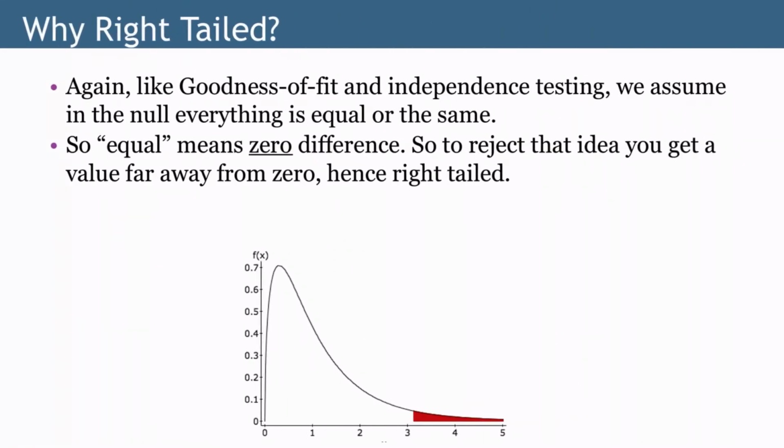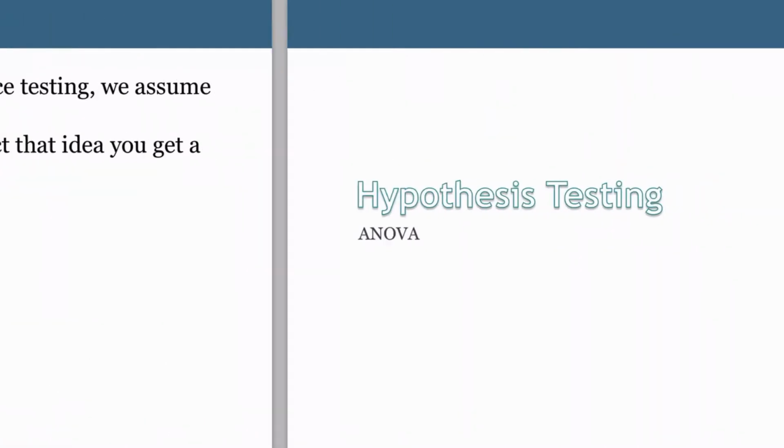All right. Now, it's a right-tailed test. Why is that? Well, similar to goodness of fit and independence, if they're all roughly the same, then there's zero difference. And if there is a difference, the larger the difference, the larger the number will get. And so then we get a number further away from zero. And the further we are from zero, then we're going to reject. So that's why it's always a right-tailed test. For this one, though, we're going to use the F distribution, not the chi-square distribution. We're going to use the F distribution.